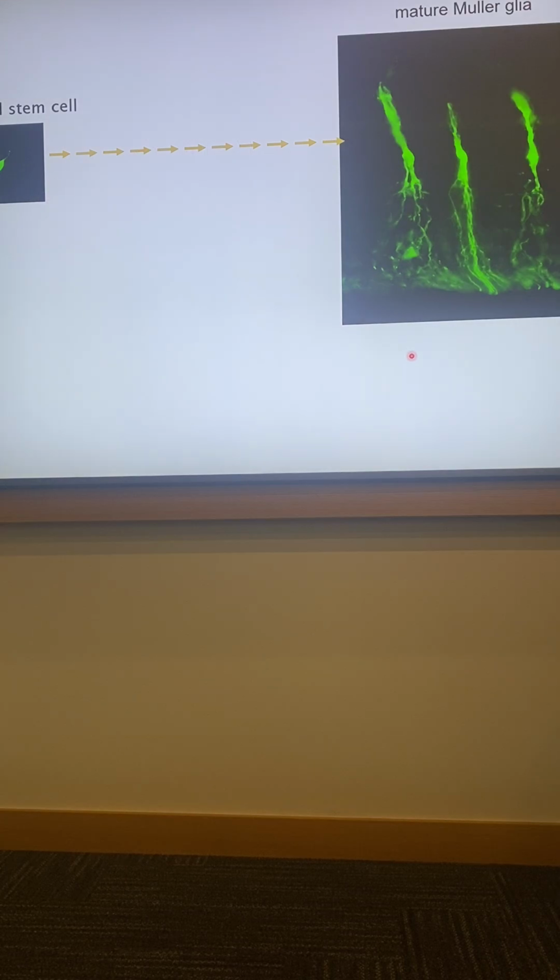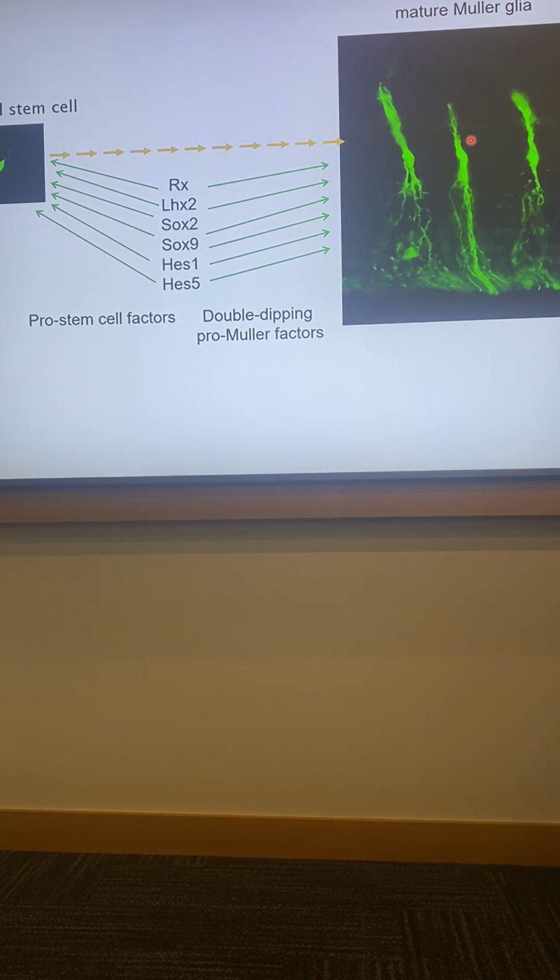Gliogenesis in the retina. All right, I'm going to go through this. So clearly a retinal stem cell is very different from a mature glial cell. Interestingly, and this is a short list of the alphabet soup of transcription factors.